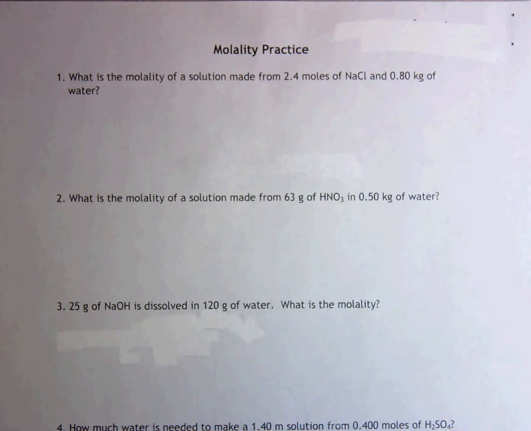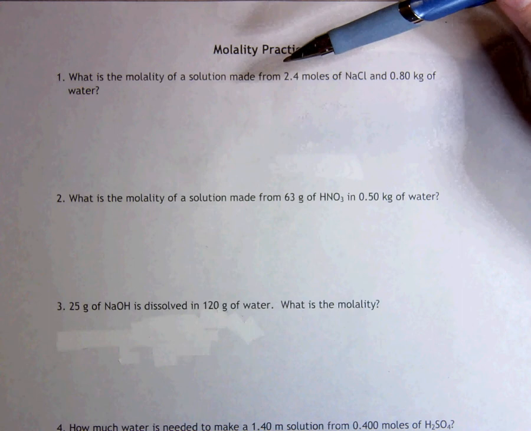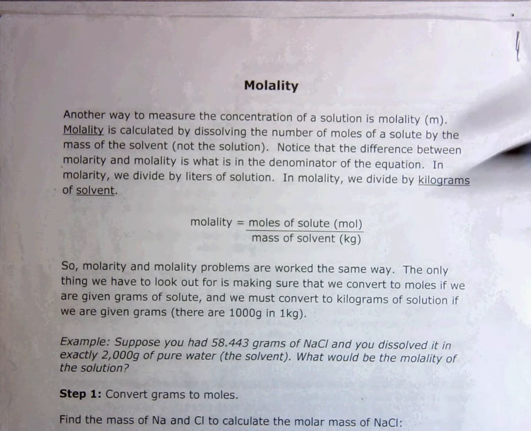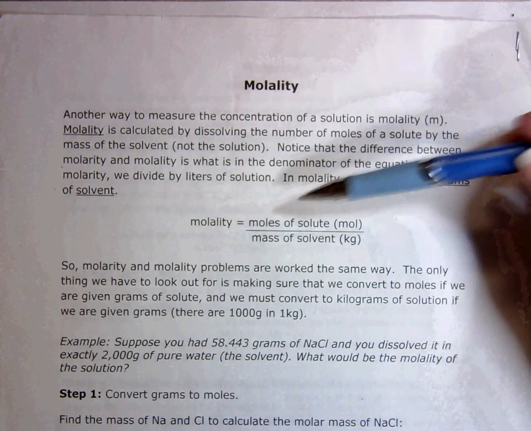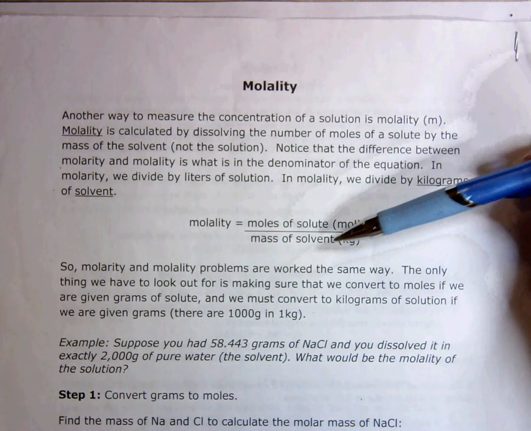Molality practice. Molality is a lot like molarity, which we already did earlier in the packet. The difference, though, as you can see in your reading material here, is that molality is going to show us moles of solute per kilogram of solvent.